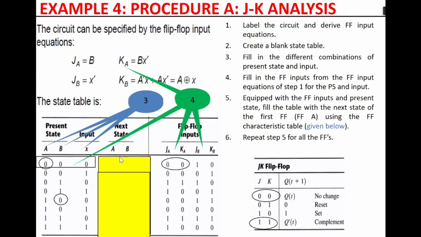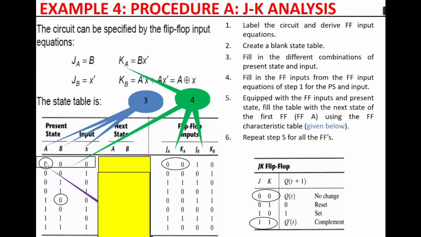Now we need the next state. Remember for a D flip-flop, what is at the input becomes the next state. That one does not. So let's look at one combination. So now we are on step 5. Equipped with the flip-flop inputs and present state, now you've got this row and that row. You can now fill in the next state using the characteristic table. So let's look at one.